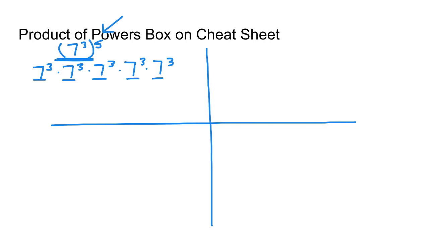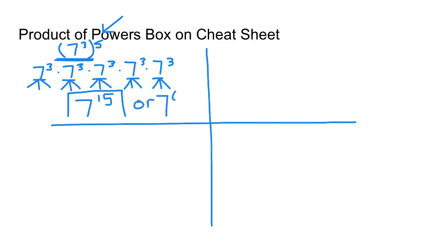Now each of those 7 to the 3rds has 3 7s. 7 times 7 times 7. There are 3 7s in each of these groups. 7 is being repeated over and over and over. And if I count them up, there are 15 of them. So in simpler form, your answer is 7 to the 15th power. Or we could have gotten there, 7, 3 times 5 would have also given us 7 to the 15th power.